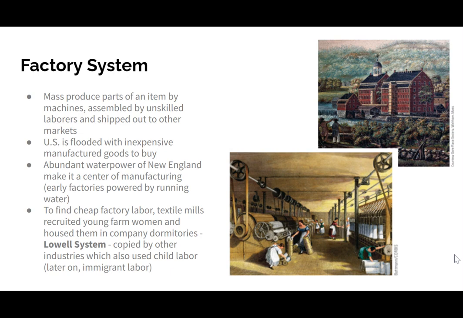Early factories were powered by running water. And to find cheap factory labor, textile mills are going to start to recruit young farm women and house them right there in the factory in company dormitories. This was called the Lowell system, named by the first factory or mill that did this in 1814, the Lowell Mill, which you can see pictured up here on the right. This is going to be copied by other industries, and they're also going to use child labor and later on immigrant labor.